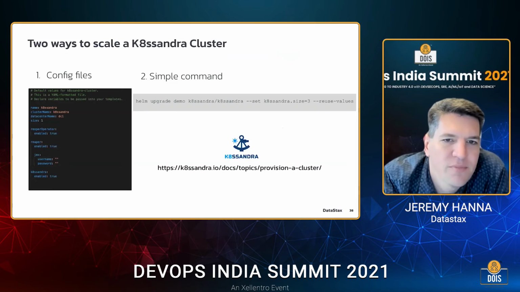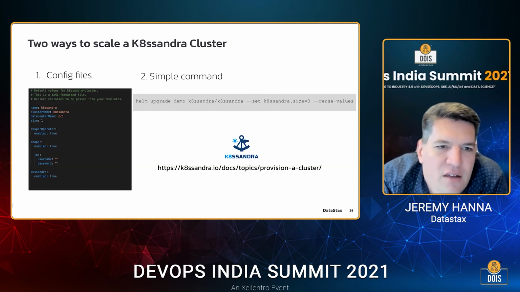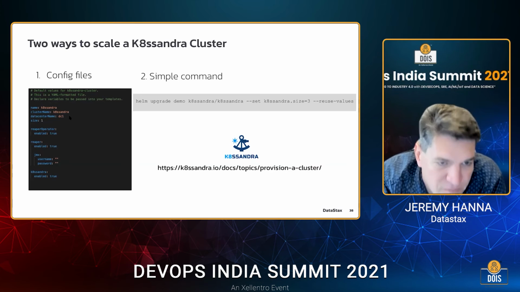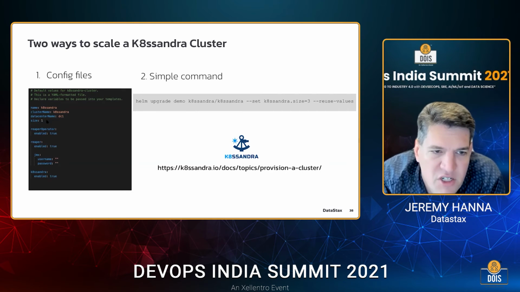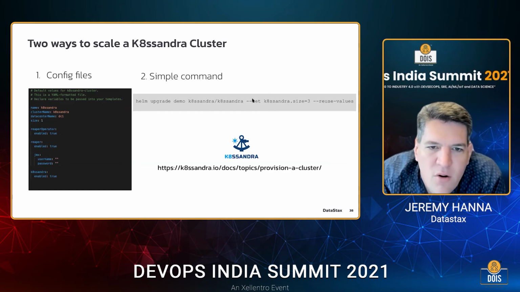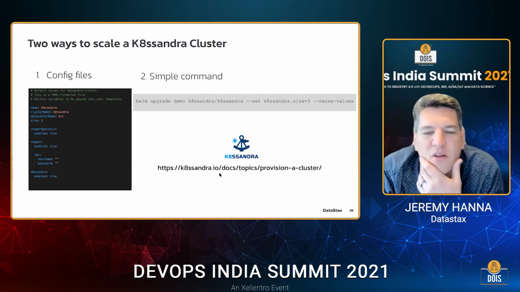Scaling up and scaling down. There's a simple command to do this, and you can do it through config files, through your YAMLs. You can change the size of the cluster from 3 to 4 or 4 to 10 or whatever else. Or you can do it through a Helm upgrade to say that the K8ssandra.size is now 3, for instance. There's more information here, but that's the basics of how you would do that.